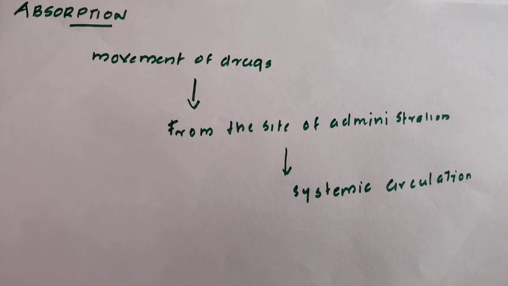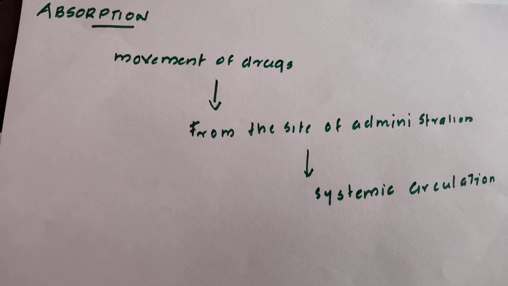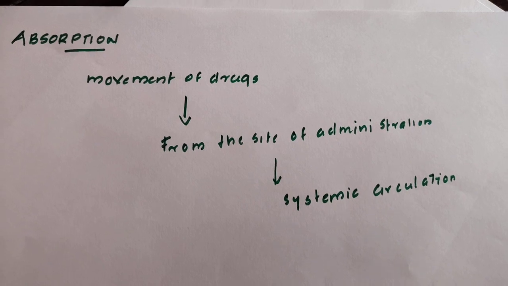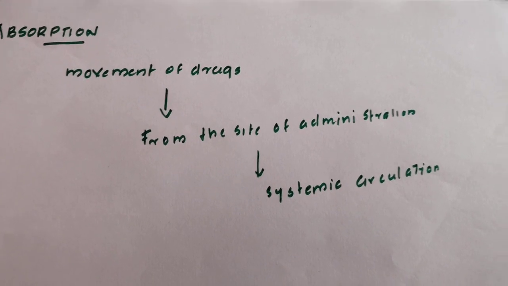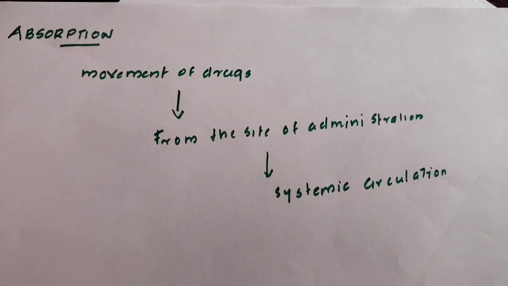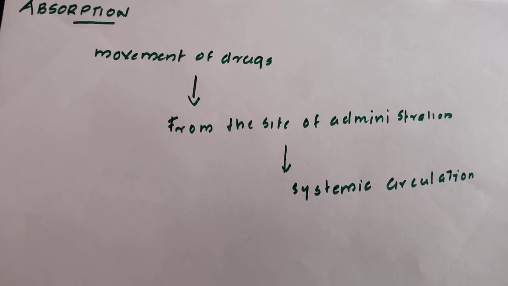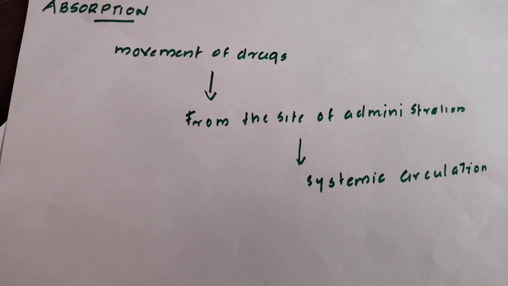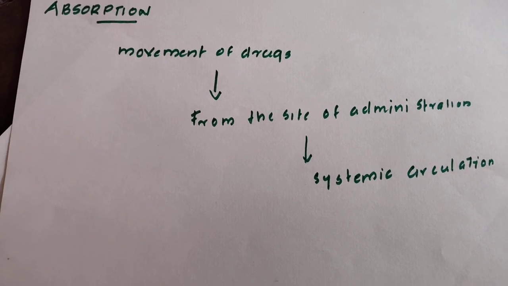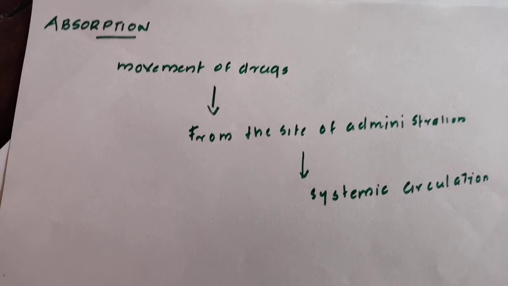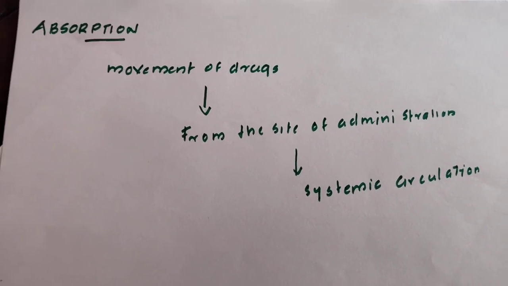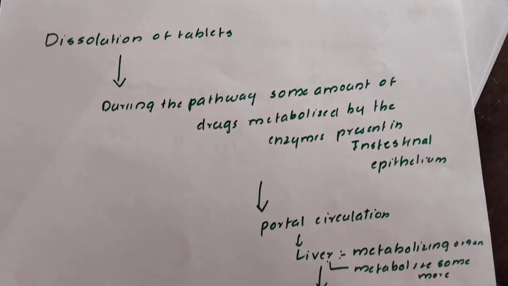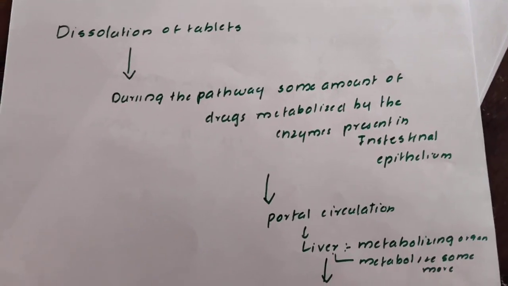In order to reach the systemic circulation, the drug has to undergo some changes. Absorption is the movement of drug from the site of administration to the systemic circulation, as we all know. I am repeating that if you consume a tablet, in order to reach the systemic circulation, that particular drug should undergo some changes. So let's understand the changes that happen to that drug on its way to the systemic circulation.